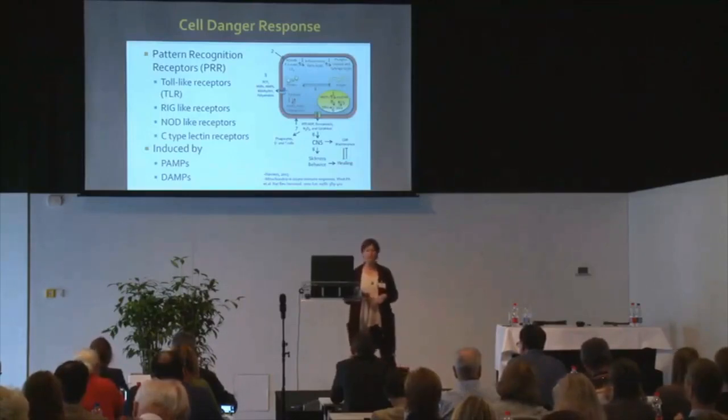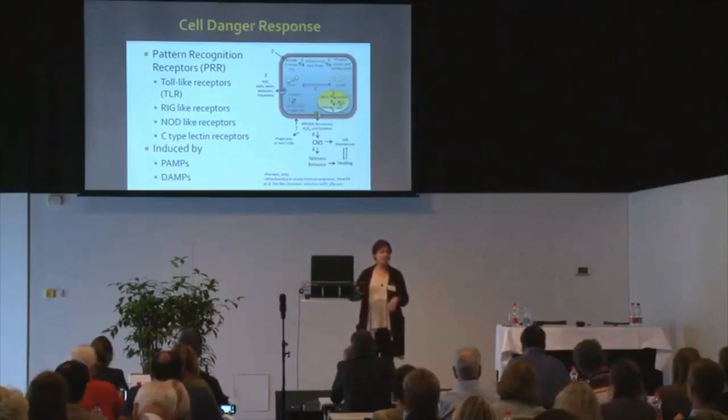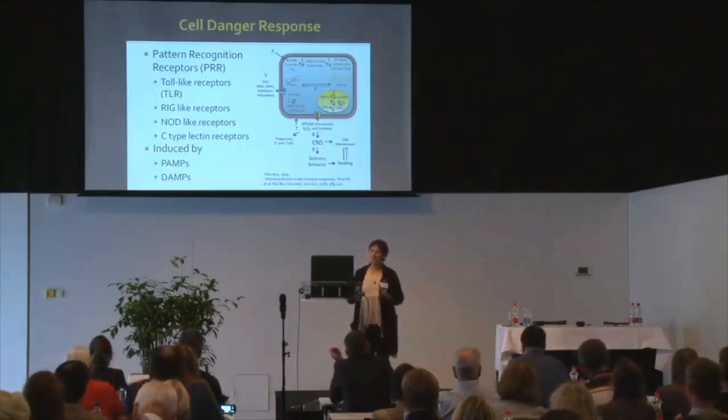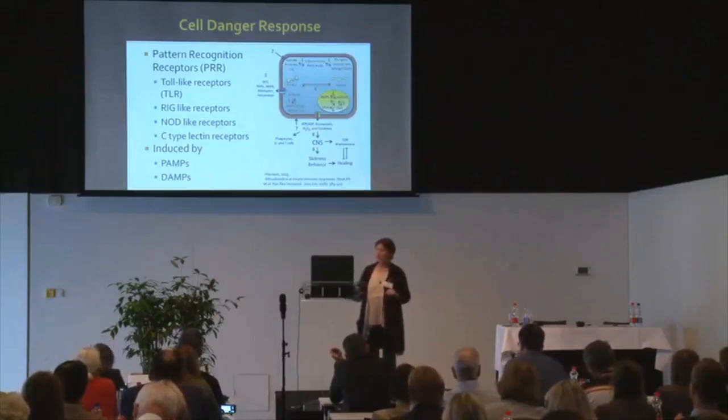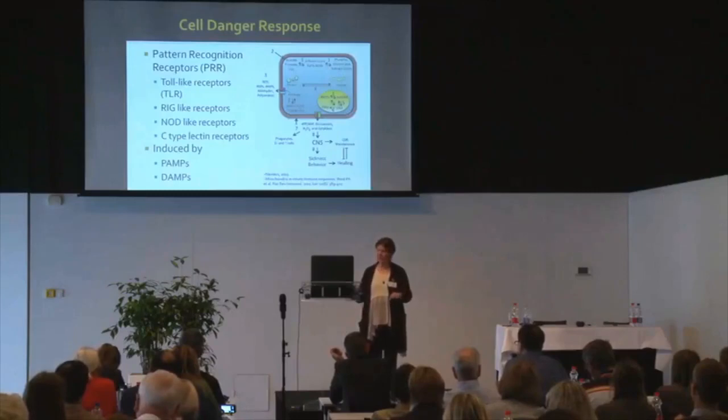There are many different kinds of pattern recognition receptors. The ones we hear a lot about are the toll receptors. Toll receptors are found on the cell membrane, and they induce mitochondrial reactive oxygen species. Nod-like receptors are in the cytosol, and both nod-like receptors and toll-like receptors recognize both PAMPs and DAMPs.